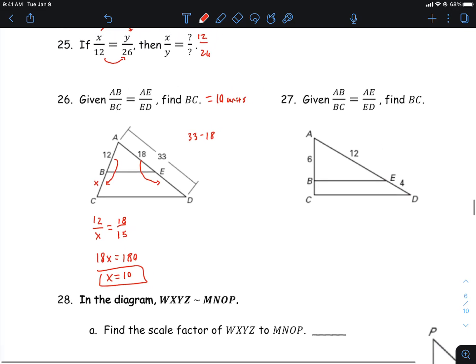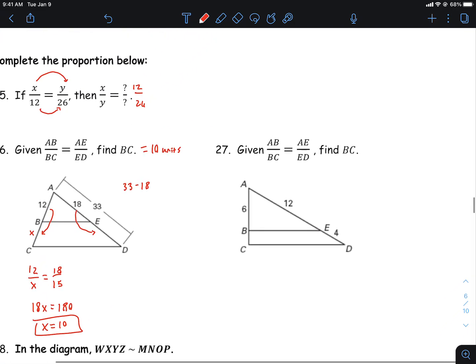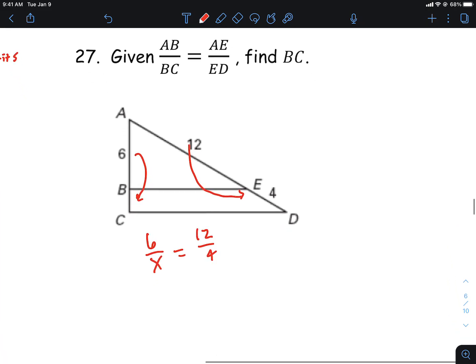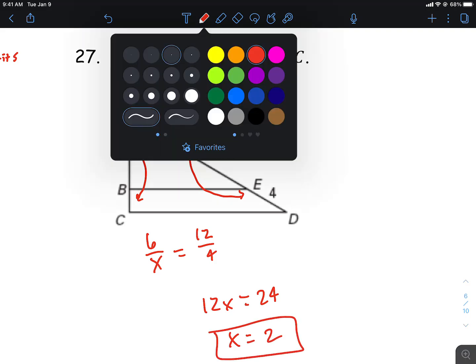27 will be a repetitive problem of that AB to BC. It's the same thing as AE to ED. So really just saying 6 to X equals 12 to 4. There's a couple of ways you can think about it, but I'll just do regular cross multiplication and then divide, and that's X equals 2.